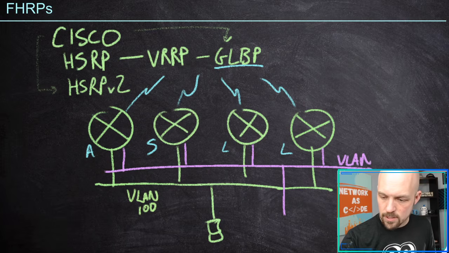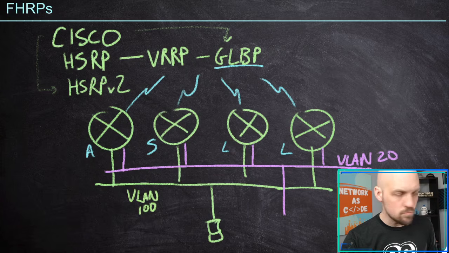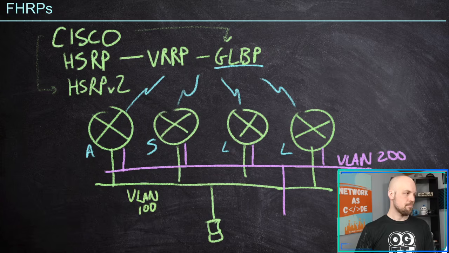I tried to draw it with different colors. And this is VLAN 200. I covered it up. VLAN 200. All right, there we go.